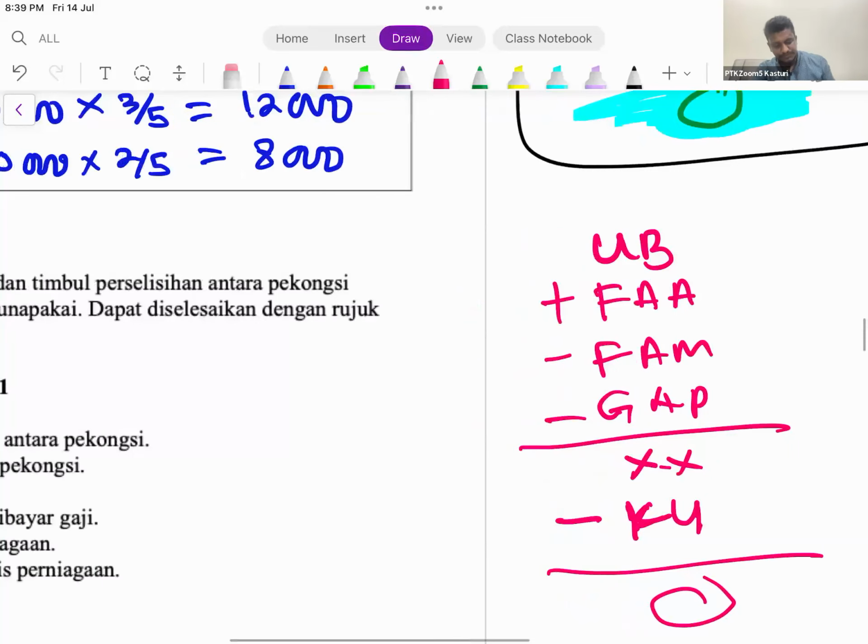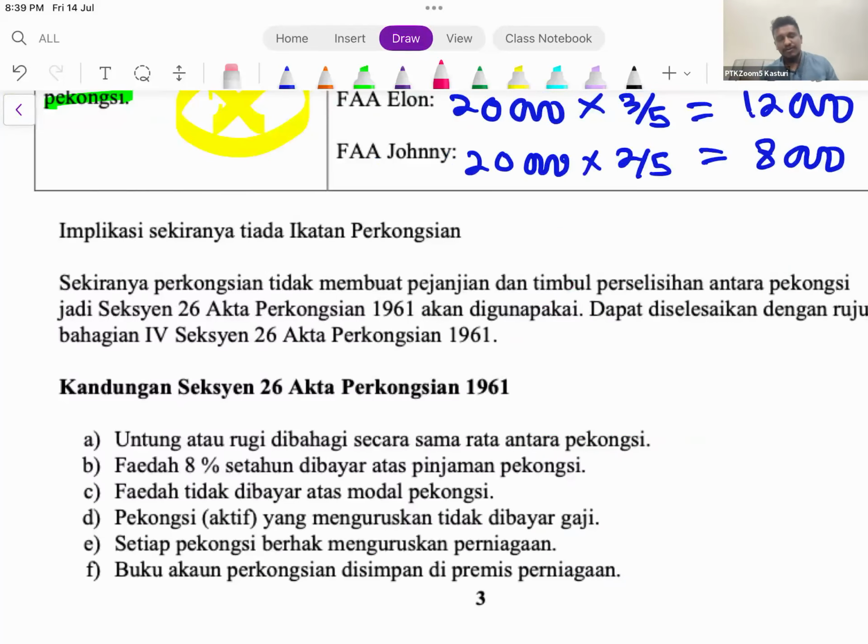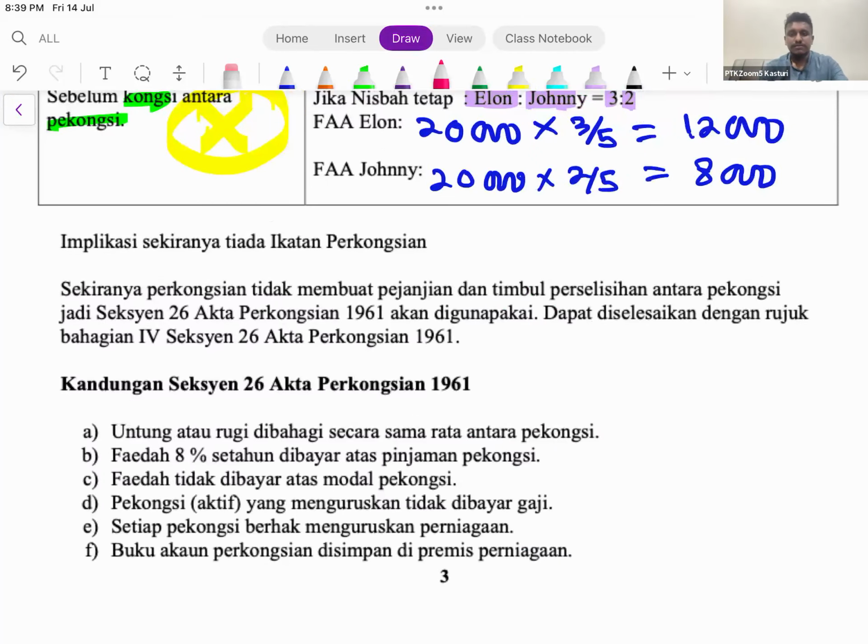Okay, so now, before we continue the lesson, go to page number 3. This is the last week worksheet. Semua ada last week worksheet, right? Siapa tak ada last week worksheet, please tell me. I'll send you again. I believe semua ada. Okay, go to the page number 3, the last week worksheet.